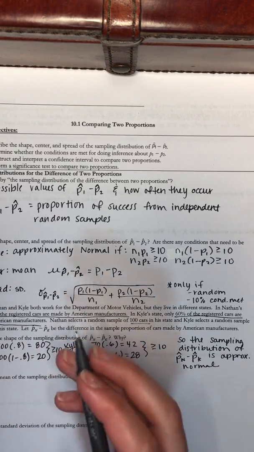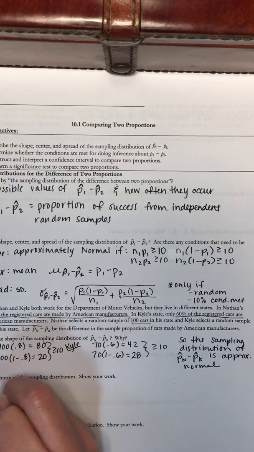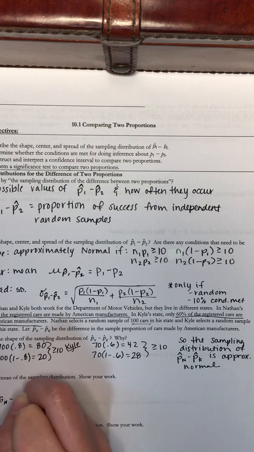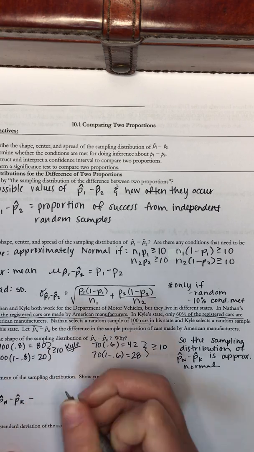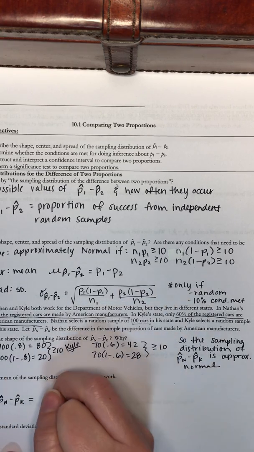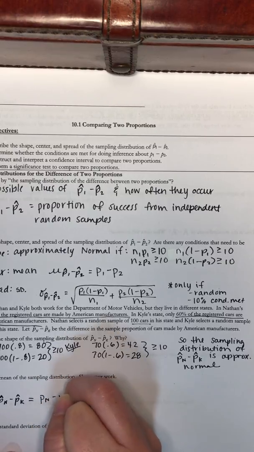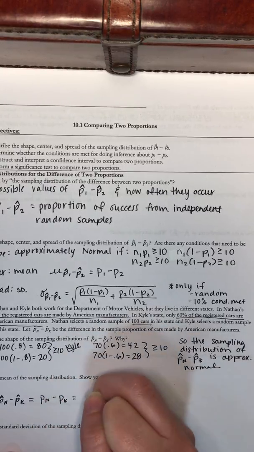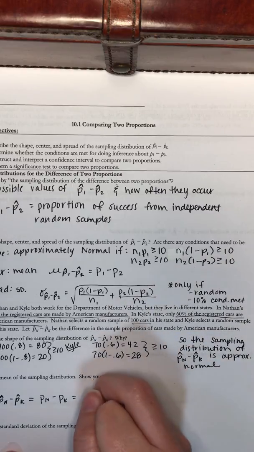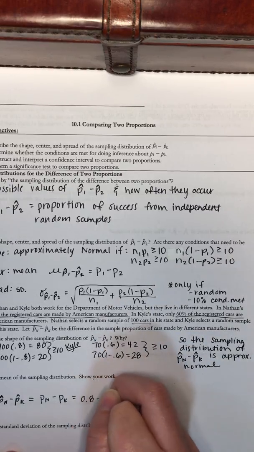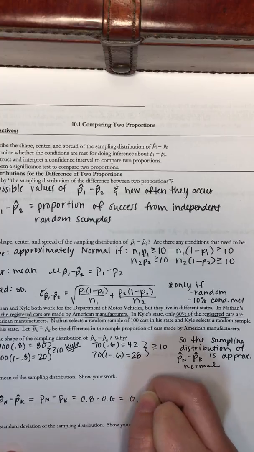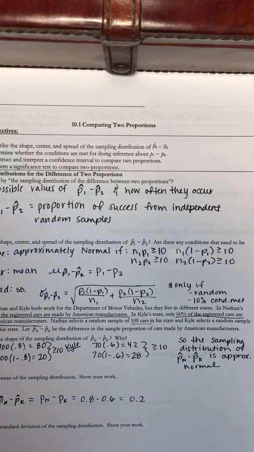Remember, we just wrote the formula for the mean up here, so we know that mu of p hat n minus p hat k should be equal to pn minus pk, which was 0.8 and 0.6. Okay, so we expect for the mean of the sampling distribution of the difference between the sample proportions to be 0.2.